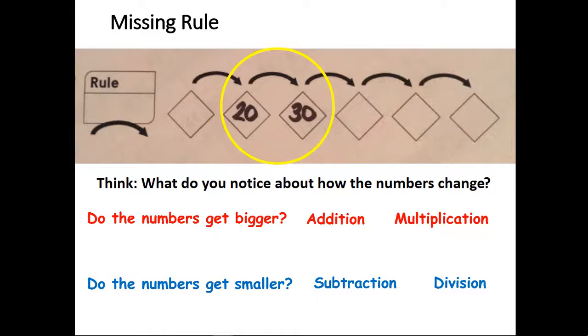I then have to check to make sure that my rule completes the rest of this particular frames and arrows problem. If I were to check it, I would be correct and say that my rule would in fact be add 10.